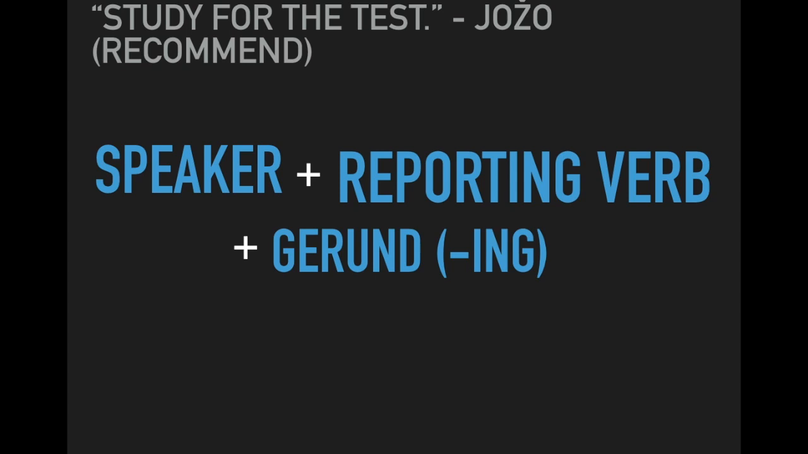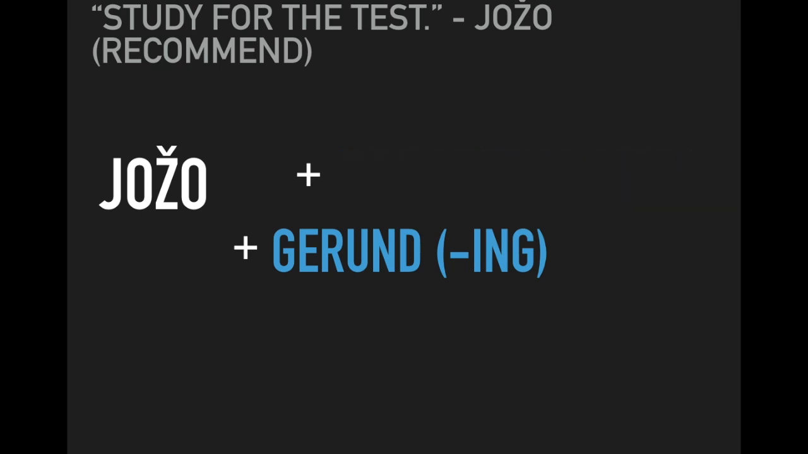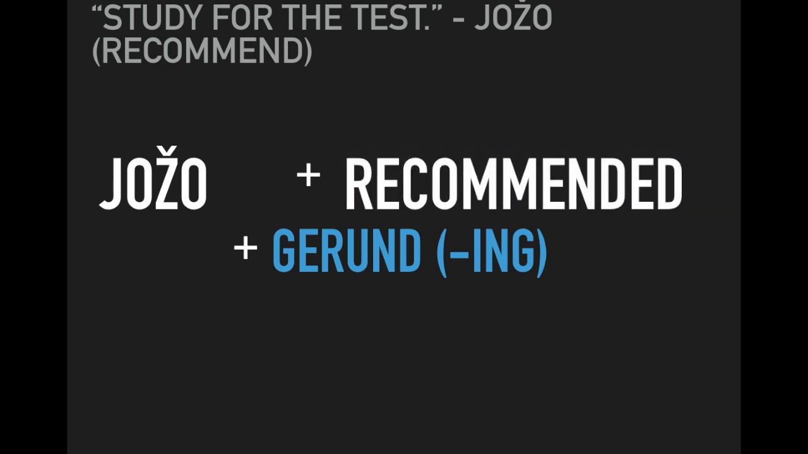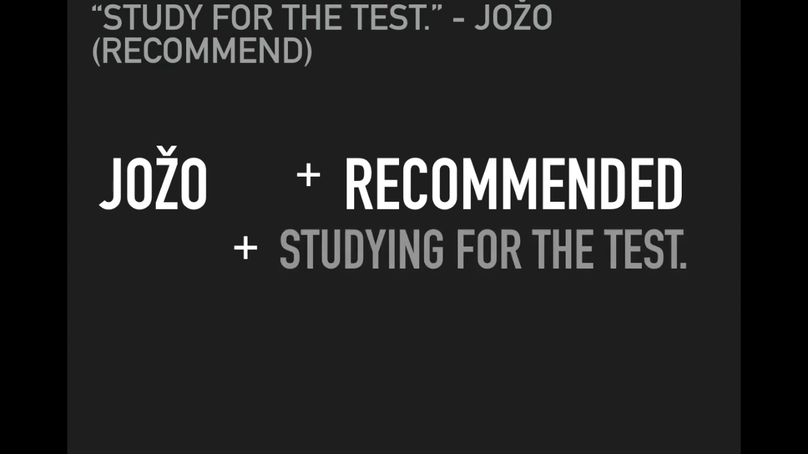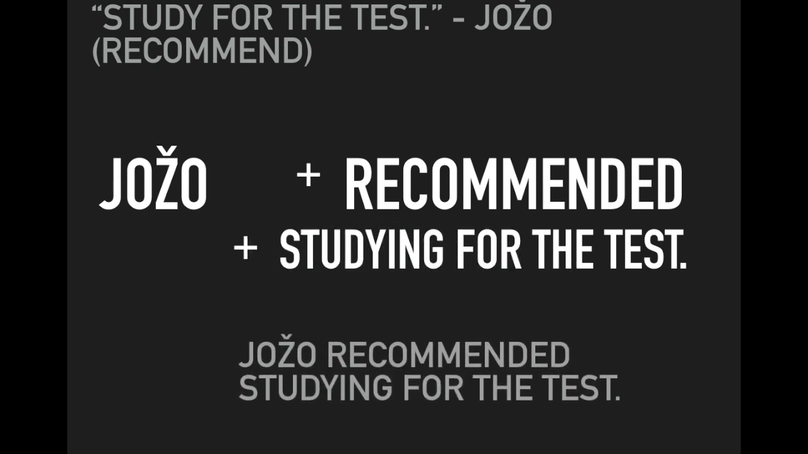Okay, so our speaker is Yojo. And the reporting verb we will put in the past tense, recommended. Now, I'm looking at what Yojo said. The verb in that sentence is study. So I'm going to change study to the gerund form or the ing form. And we get studying for the test. So your final sentence should be, Yojo recommended studying for the test.